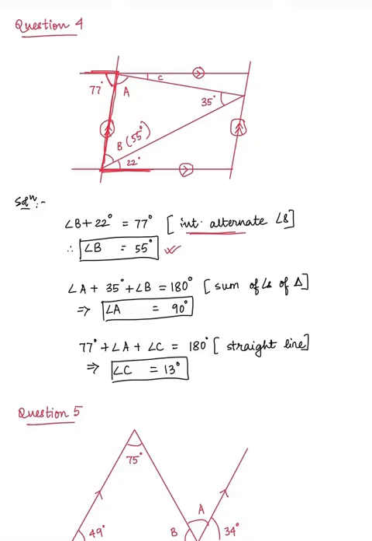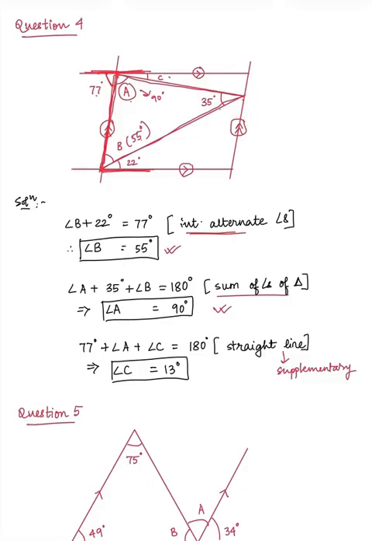Now notice that this is a triangle, right? This is a triangle where you know two of the angles and you don't know A. So we know that the sum of angles of a triangle is 180 degrees. So if we sum it up, we'll get A as 90 degrees. This is very easily achievable. Now look, this is a straight line where 77, A and C will be supplementary because it forms a straight line.